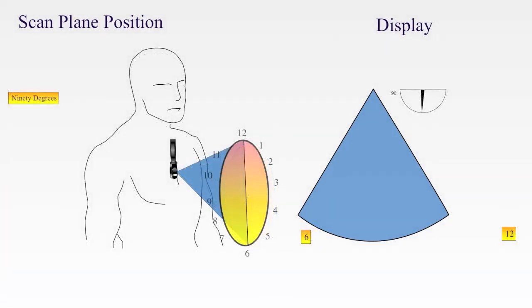At an omniplane angle of 90 degrees, the plane would exist between 12 and 6 on the clock face. On the display, 6 would be to the left and 12 to the right. The omniplane angle of 90 degrees would place the dial perpendicular or at midpoint of the semicircle.